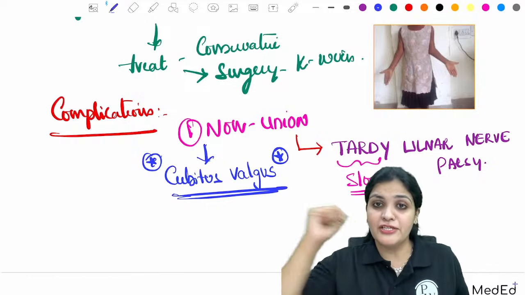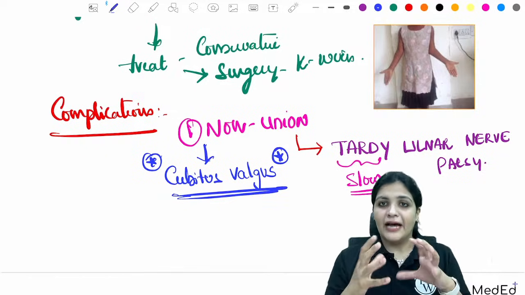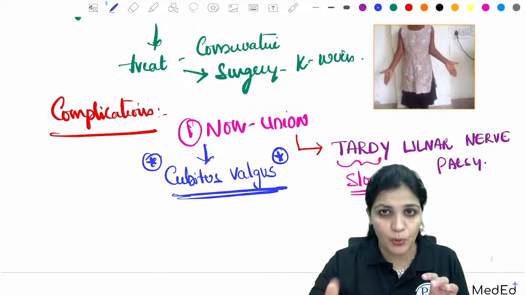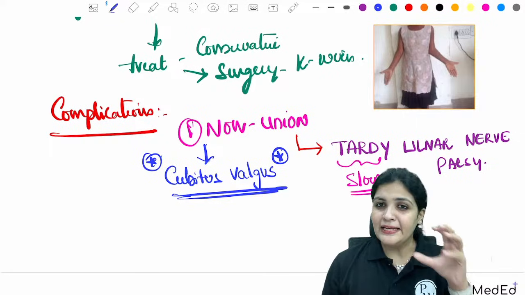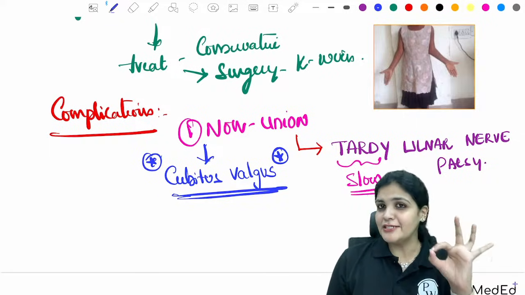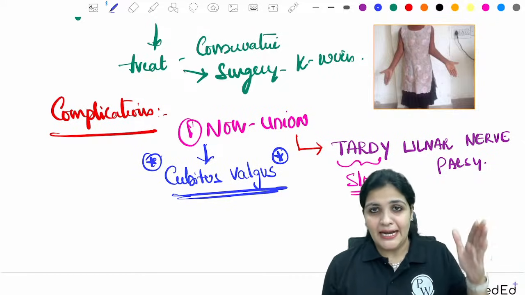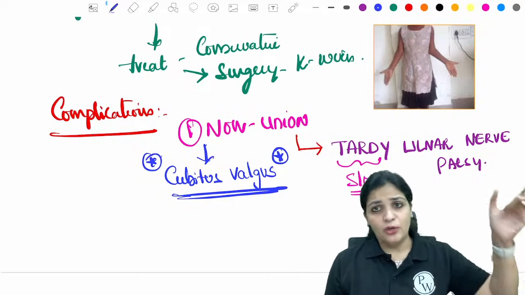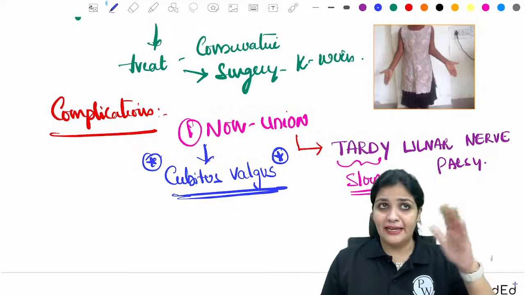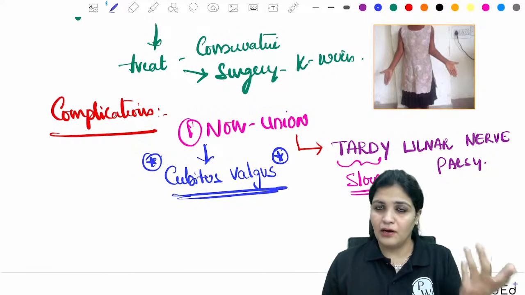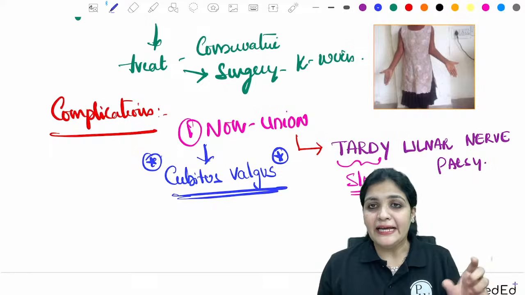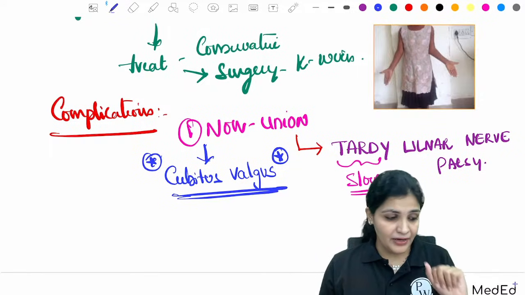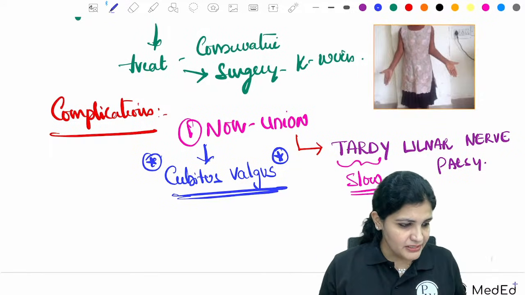The ulnar nerve is not designed to stretch. So whenever there is a stretch of the ulnar nerve because of the progressive growth of the medial side, there is an ulnar nerve palsy. That is why it is a very slow ulnar nerve palsy. Once the patient has landed up in cubitus valgus, maybe he got this lateral condyle fracture at 6 years, you will see ulnar nerve palsy at the age of 16 or 17 years, maybe 10 years or more later. That is why it's called a tardy ulnar nerve palsy, because of the stretch of the ulnar nerve on the medial side, right? Mahesh, is that clear?